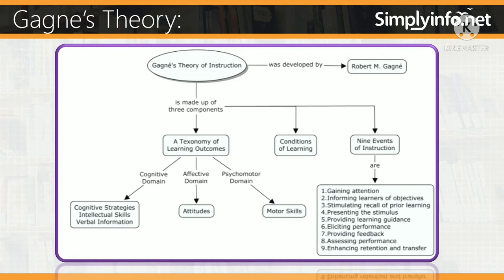Conditions of learning. The 9 events of instruction are: gaining attention, informing learners of objectives, stimulating recall of prior learning, presenting the stimulus, providing learning guidance, eliciting performance, providing feedback, assessing performance, enhancing retention and transfer.